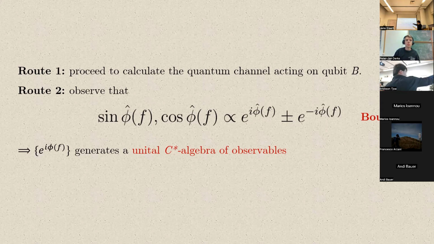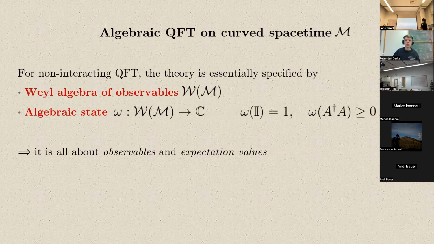And because these separately are bounded, each of these exponentials of i phi is actually a generator of a certain C star algebra. And this is the definition of an algebra of observables for the field theory. And this is where I come to the definition of algebraic quantum field theory in curved spacetime. So for non-interacting QFT, you can actually define quantum field theory this way.